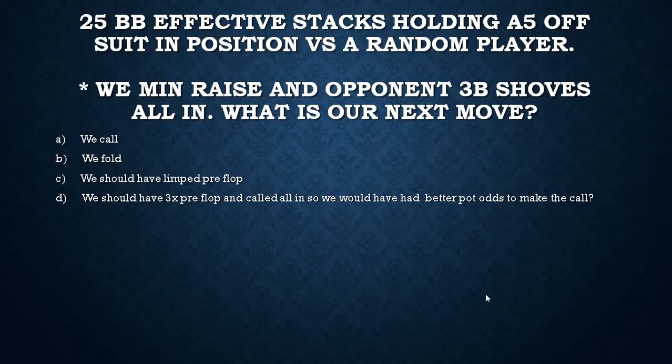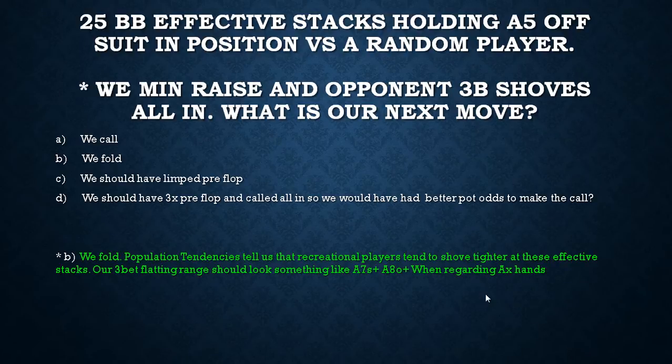Alright, so let's see what the answer is here. The answer is going to be B. We fold. Population tendencies tell us that recreational players tend to shove tighter at these effective stacks. Our 3-bet flatting range should look something like ace-7 suited plus, ace-8 offsuit plus when regarding ace-x hands. Now I know I say the words recreational player, but it's always good to treat an unknown as somebody who's not going to be capable, just so we don't overplay certain hands like ace-5 here. So ace-5 is going to be a fold, and let's move on to the next question.